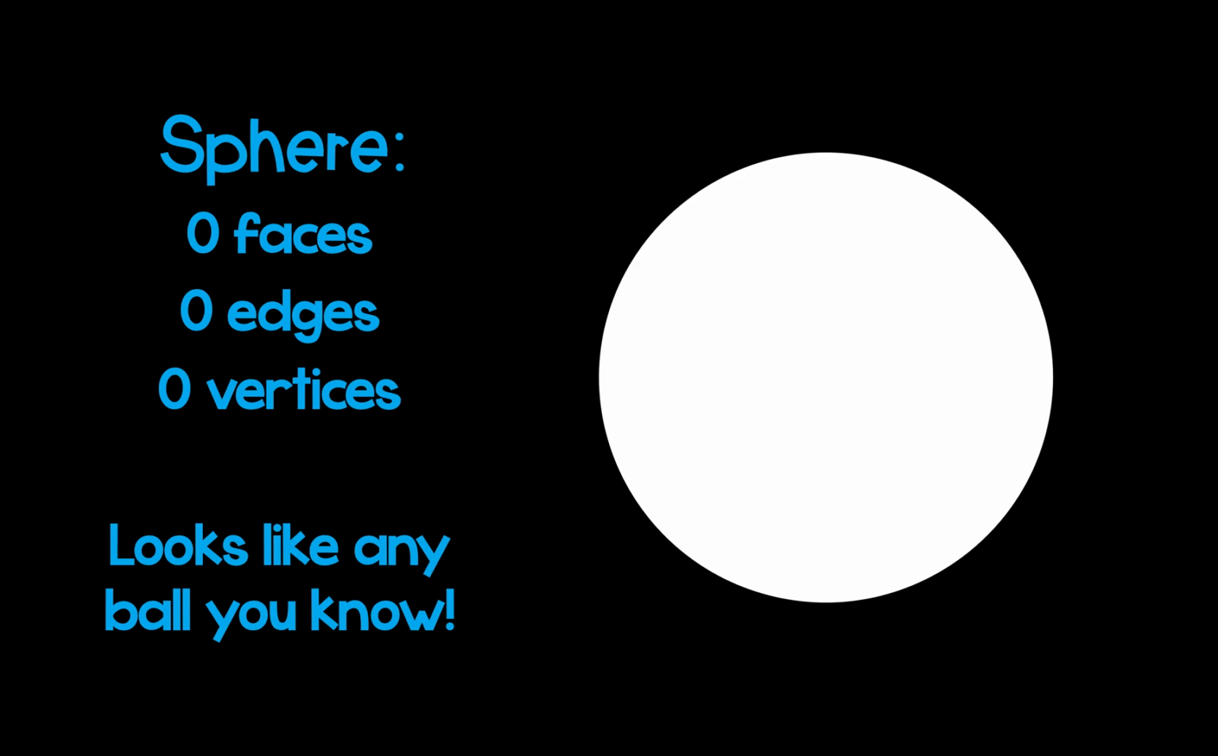Now, jumping right into identifying some three-dimensional shapes. This is a sphere. I know it kind of looks like a circle, but it's hard to make a sphere look three-dimensional. A sphere has no faces, no edges, no vertices. Zero faces, zero edges, zero vertices. A sphere looks like any ball you know. A tennis ball, a soccer ball, a baseball, a softball. Those are all spheres. The only ball that does not apply is a football.